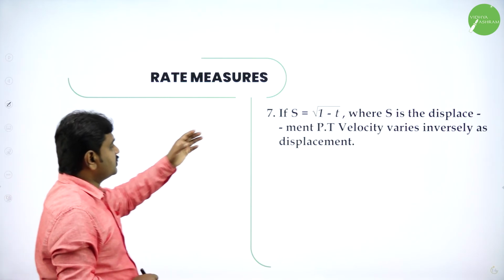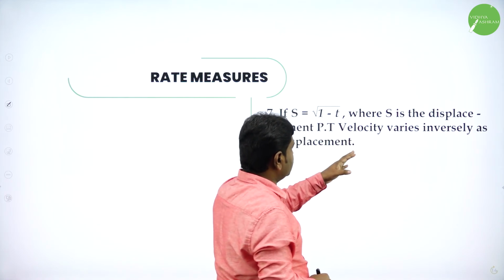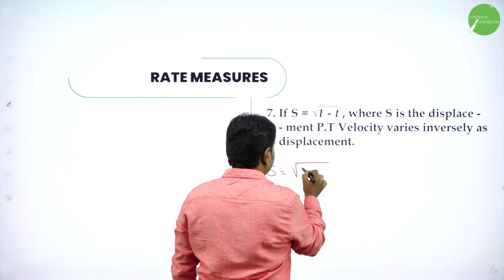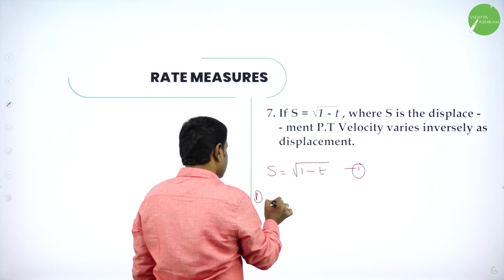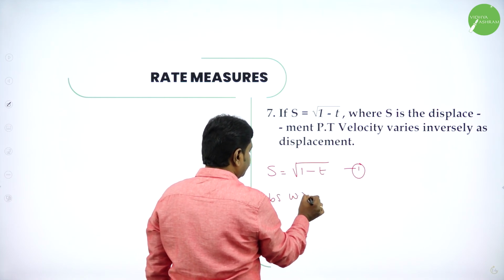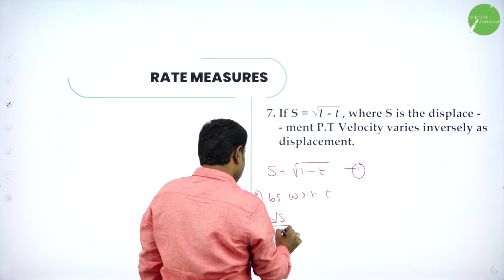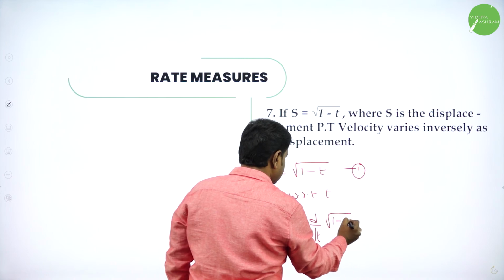Next, s is root of 1 minus t. S is displacement. Prove that velocity varies inversely as displacement. So they want you to prove. So s is root of 1 minus t. I'll differentiate both sides with respect to t. That is ds by dt. ds by dt is d by dt of root of 1 minus t.